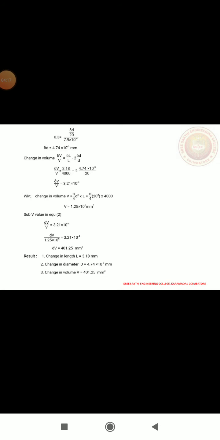After calculating the change in diameter, we have to calculate change in volume. For change in volume, we know the formula del V by V, that is change in volume by volume, equal to del L by L minus 2 into del D by D, change in length by original length minus 2 into change in diameter by original diameter.